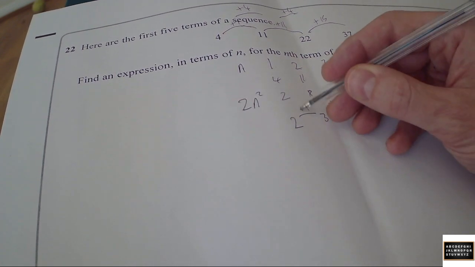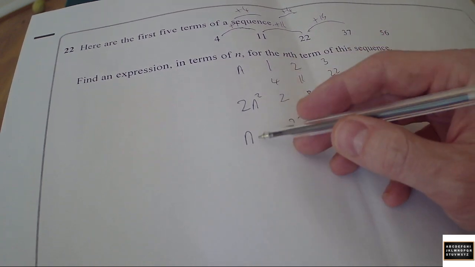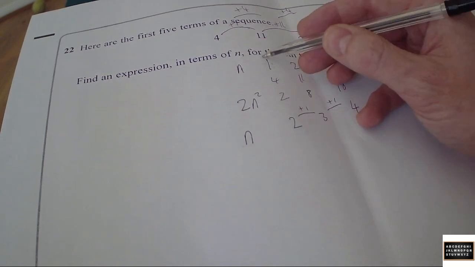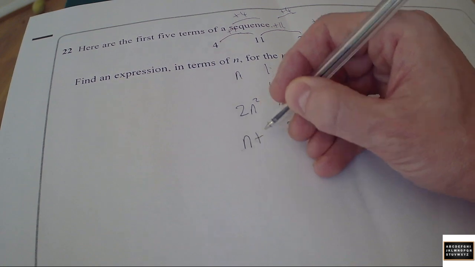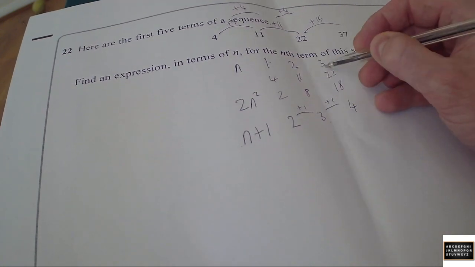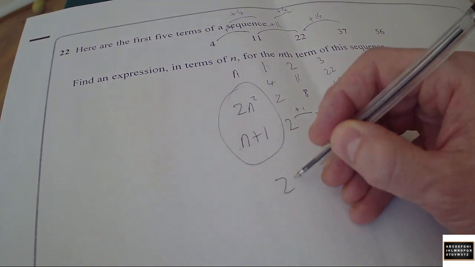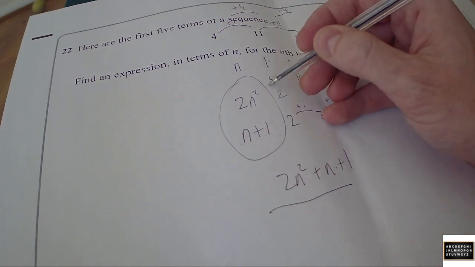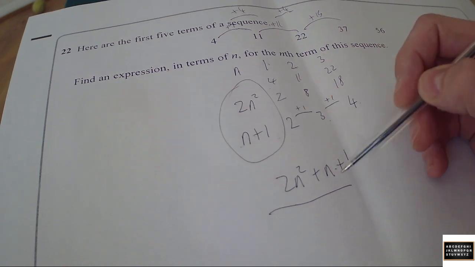The common difference in an arithmetic sequence goes in front of your nth term, and then you have to see how you get from your first term, for example. So if I did n times 1, so 1 times 1, for example, I'm going to get 1, but I need to get to 2, so I have to add 1. Let's see if that works. So 2 plus 1, does that make 3? Yes, it does. 3 plus 1, does that make 4? Yes, it does. So my sequence will be 2n squared plus n plus 1, and that will get me back to the sequence that I started with. So 2n squared plus n plus 1.